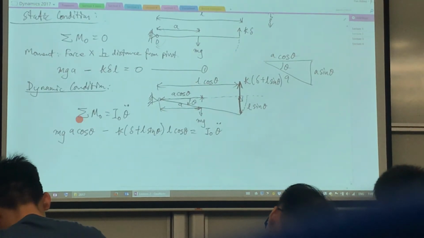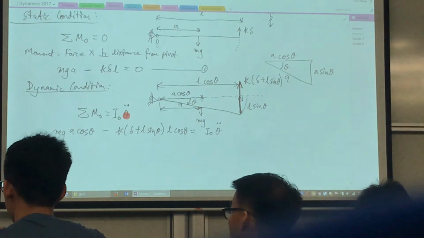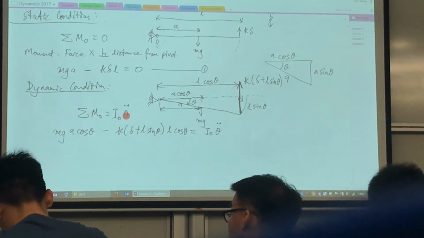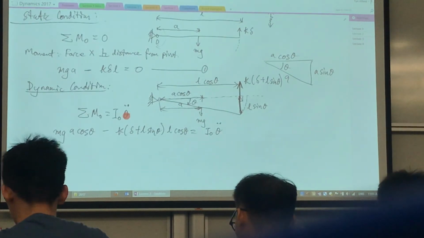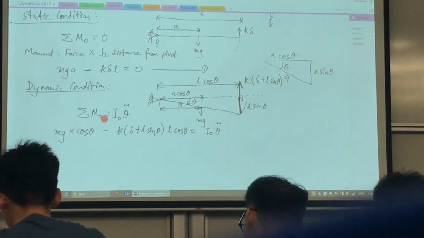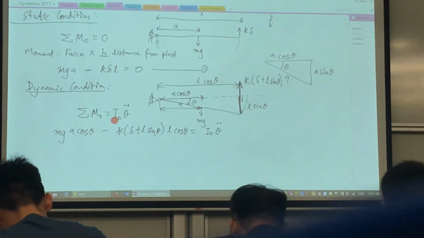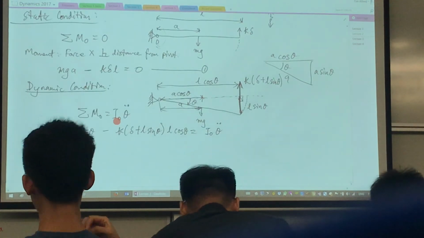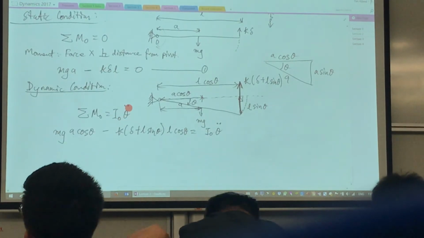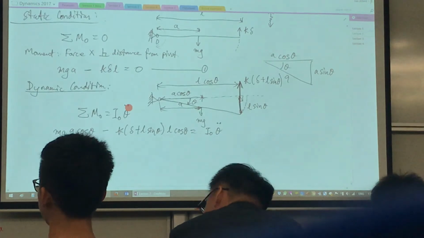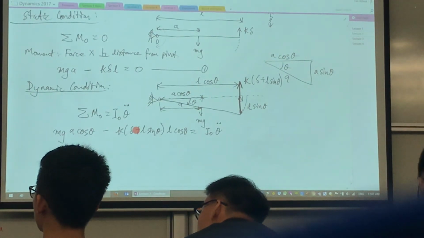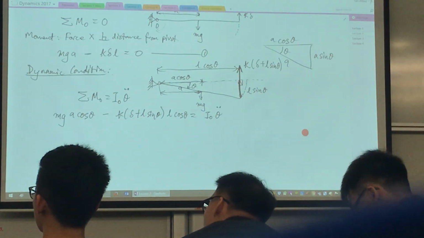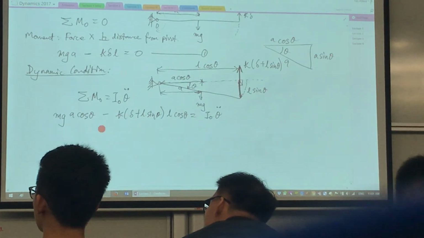So please don't write summation of moments is equal to ma here. No. ma is for linear motion. For rotary or angular acceleration, summing up moments is equal to moment of inertia multiplied by theta dot dot. Theta dot dot is your angular acceleration.